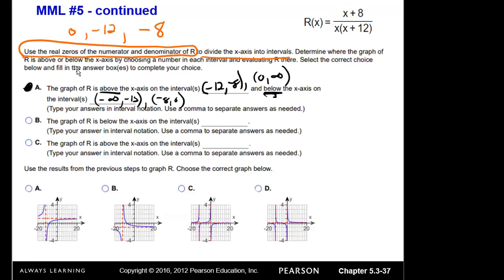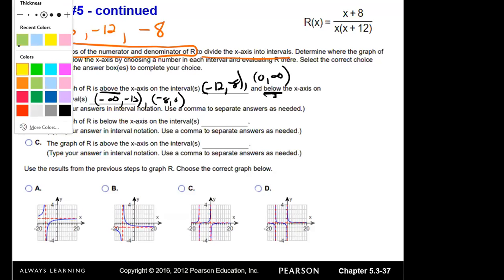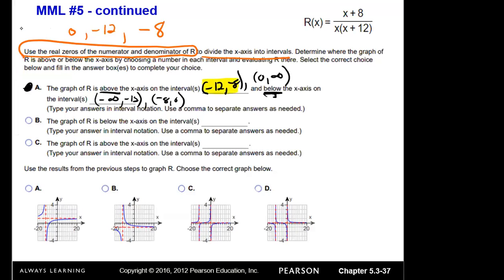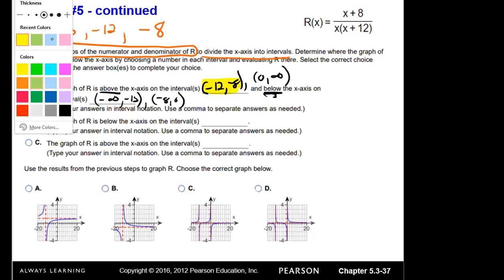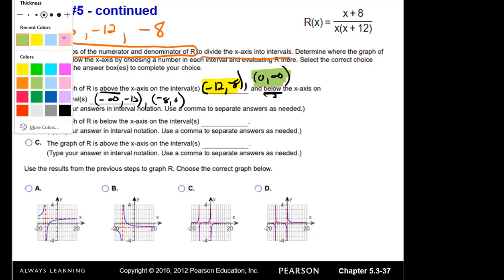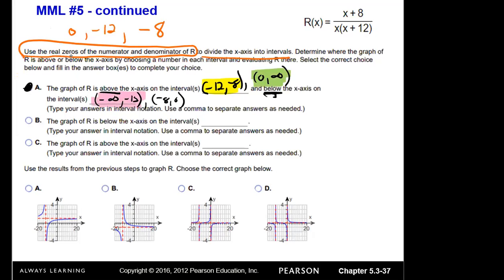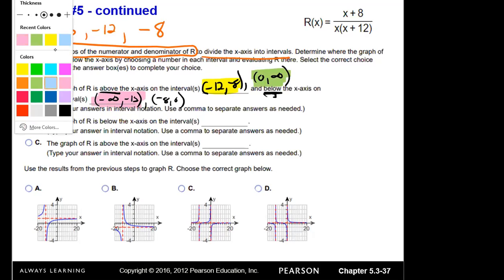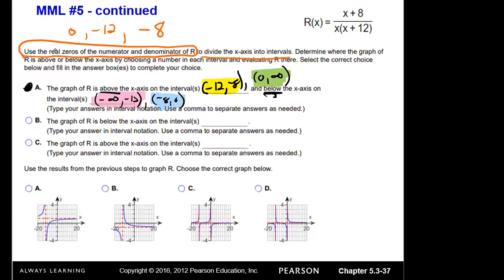So, just to color code this. The -12 to -8 was my yellow. And the 0 to infinity was green. And -infinity to -12 was pink. And the last one was blue. Okay. And now you got multiple choice. Use the results from the previous step to graph it.